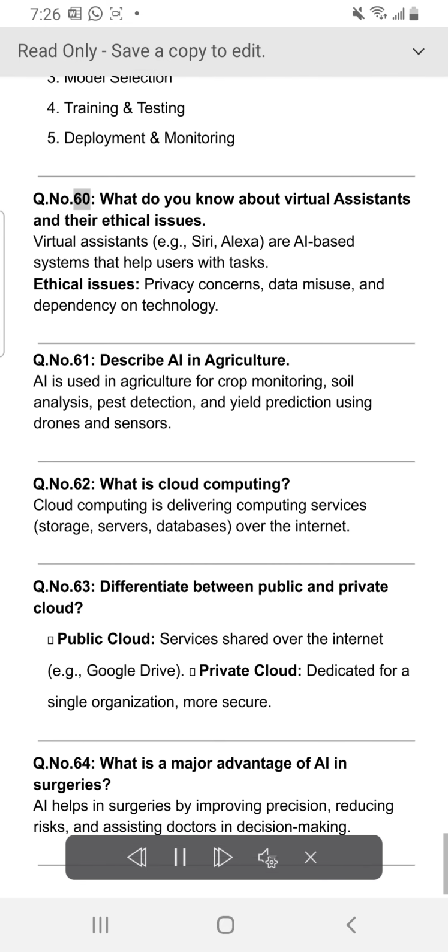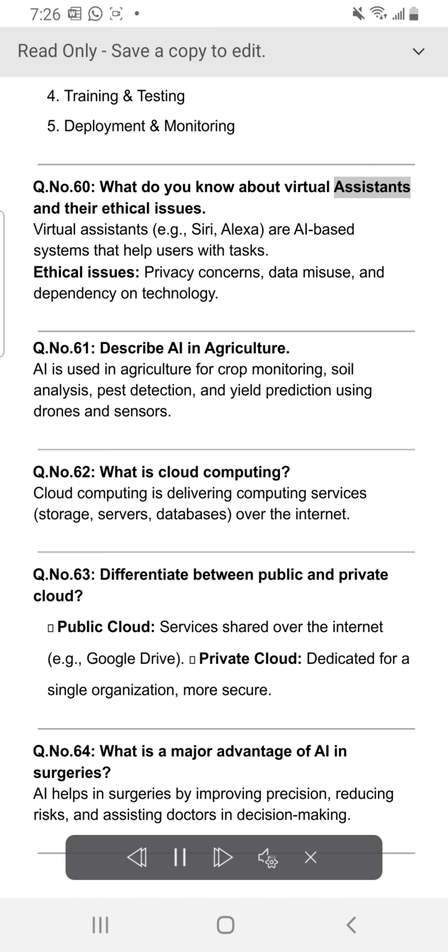Q. Number 60. What do you know about virtual assistants and their ethical issues? Virtual assistants, e.g., Siri, Alexa, are AI-based systems that help users with tasks. Ethical issues: privacy concerns, data misuse, and dependency on technology.